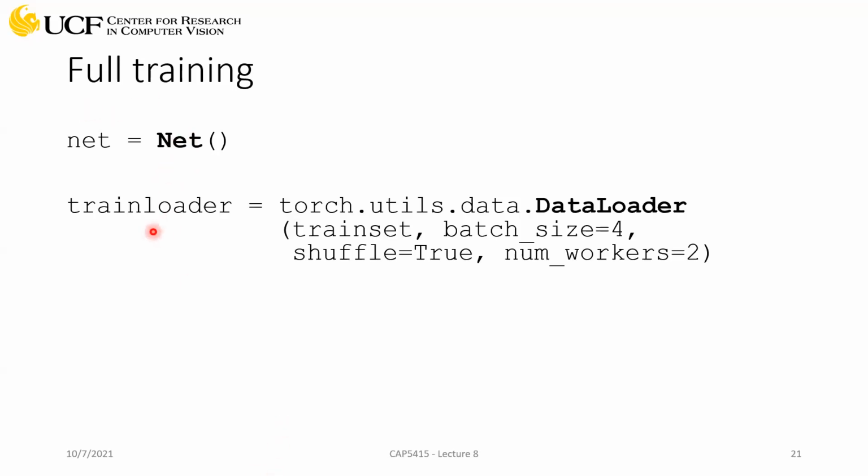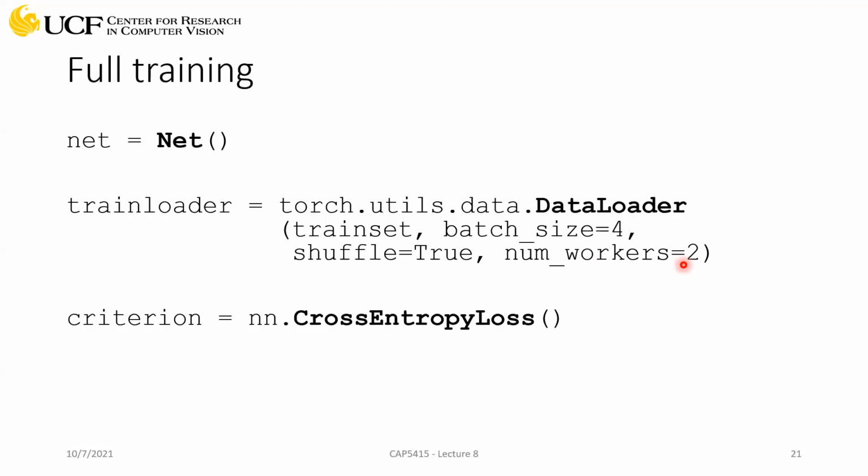Then you define your data loader. So all these parameters. You have to define your train set. You'll have to define the batch sizes, and these are just the hyperparameters. Then you define your loss function or the criterion. So let's say we define cross entropy loss, which we will need for classification.